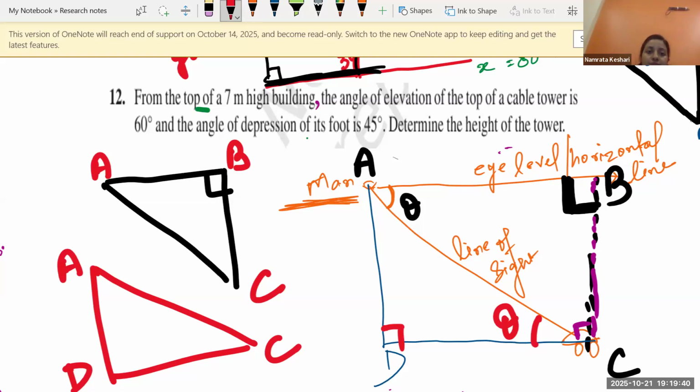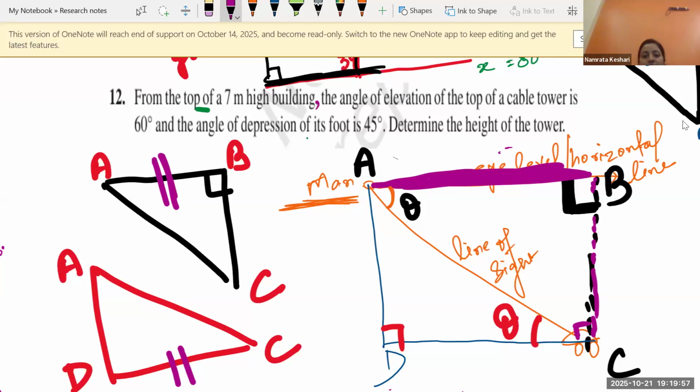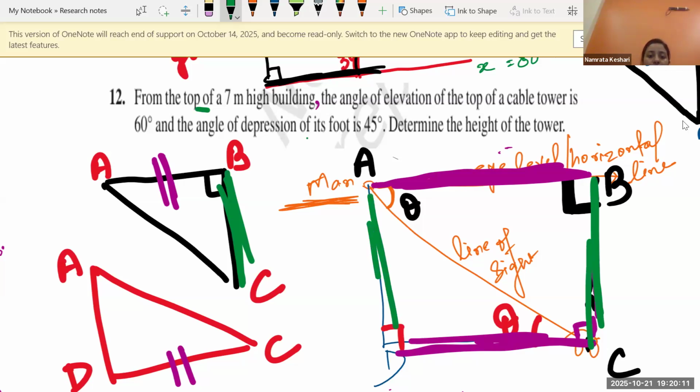If we are supposed to find the length of side AB, then we say we will be finding CD. Why? Because AB and CD are both the same; it's completely a rectangle. Making sense? Yes, ma'am. And if we are supposed to find BC, then rather than focusing on BC, we will be focusing on AD. So actually the angle of depression gets created like that only, in ABC.